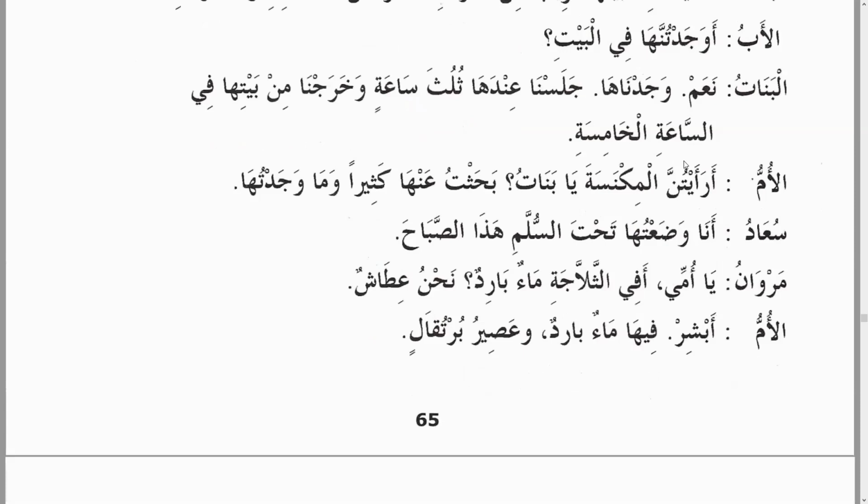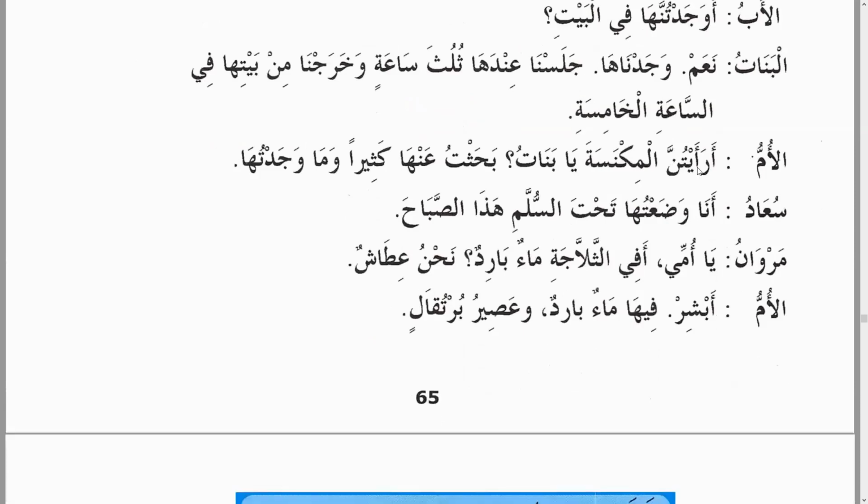Then the mother comes along and she says, أرأيتن المكنسة يا بنات. Did you all see the miknasa? What's it mean? The broom. Did you all see the broom, oh girls? Did you all see the broom, oh girls?